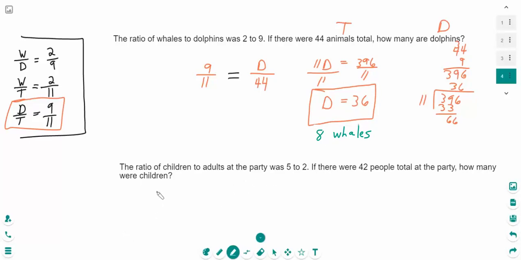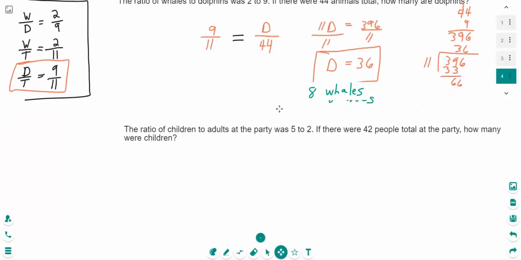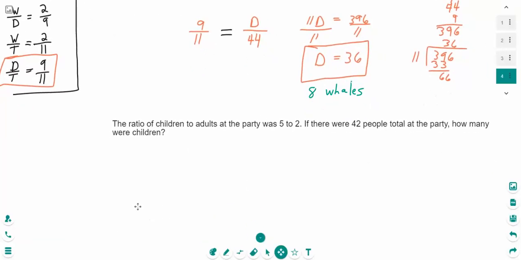All right, let's go down to the next problem here. Why don't you look at this one and try to do it yourself first, and then we'll do it together. All right, so let's try this one out. The ratio of children to adults at the party was 5 to 2. If there were 42 people total at the party, how many were children?